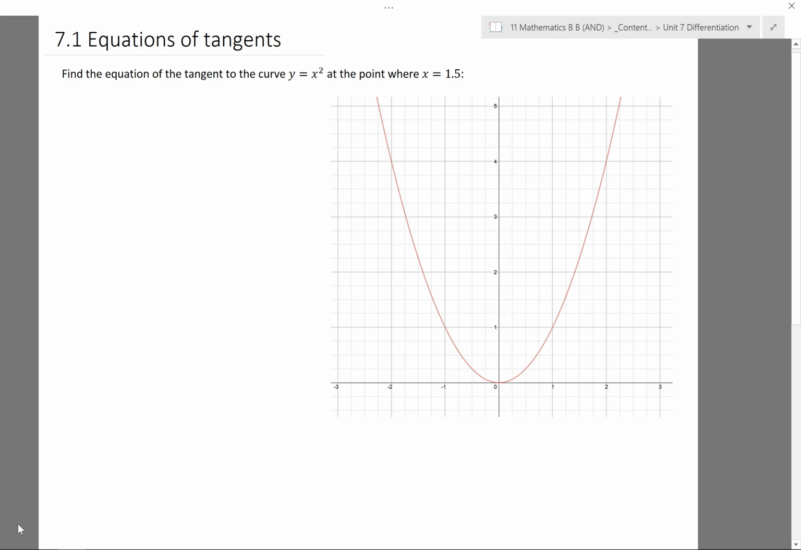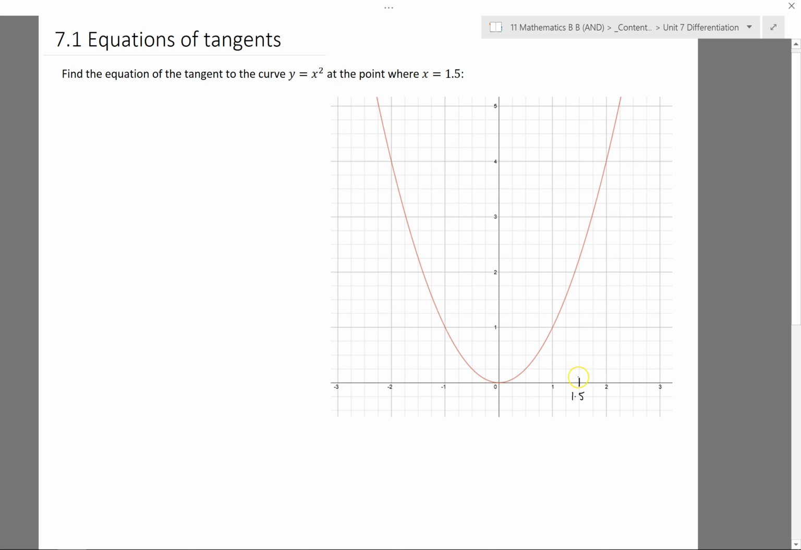The purpose of this video is to be able to find equations of tangents given the equation. So we're trying to find the equation of the tangent to the curve y equals x squared at the point where x equals 1.5. I'm going to use the graph to demonstrate what's going on here, but you don't need the graph at all to solve these problems.